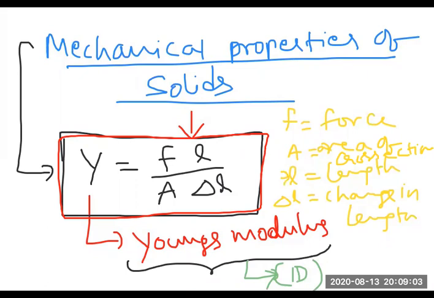When the rod changes length, delta L is the change in length. A is cross sectional area, F is force. So this is the formula for Young's modulus from mechanical properties of solids. Okay, I hope you are clear with this formula now.